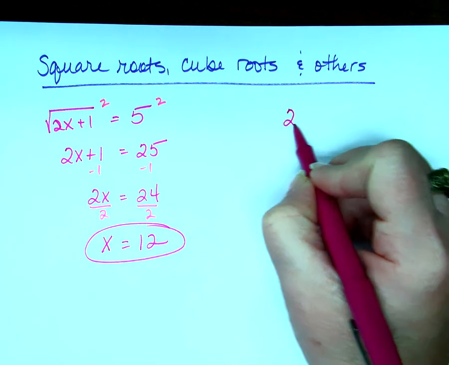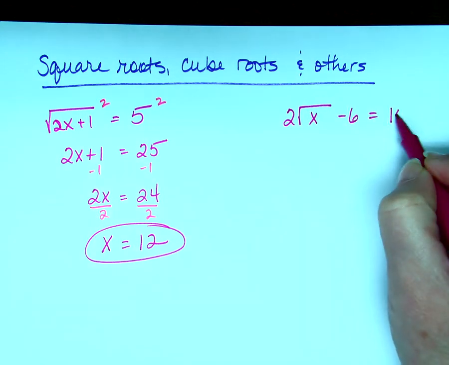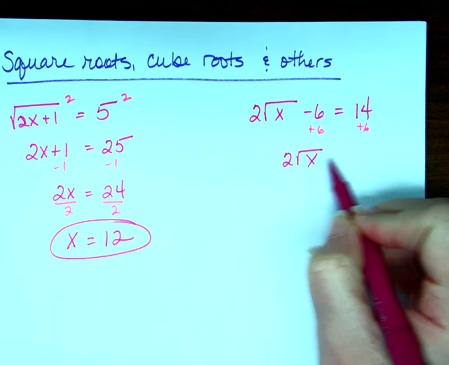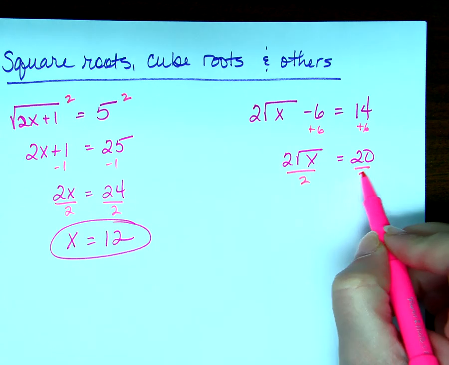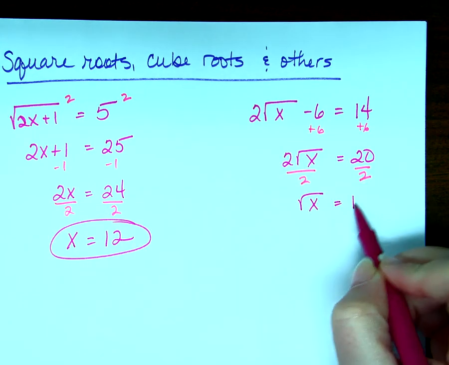How do I solve this problem? What do I do first? If I add 6 to both sides, I get 2 square root of x equals 20. And then divide by 2, right? So on the left-hand side, I have square root of x. On the right-hand side, I have 10.